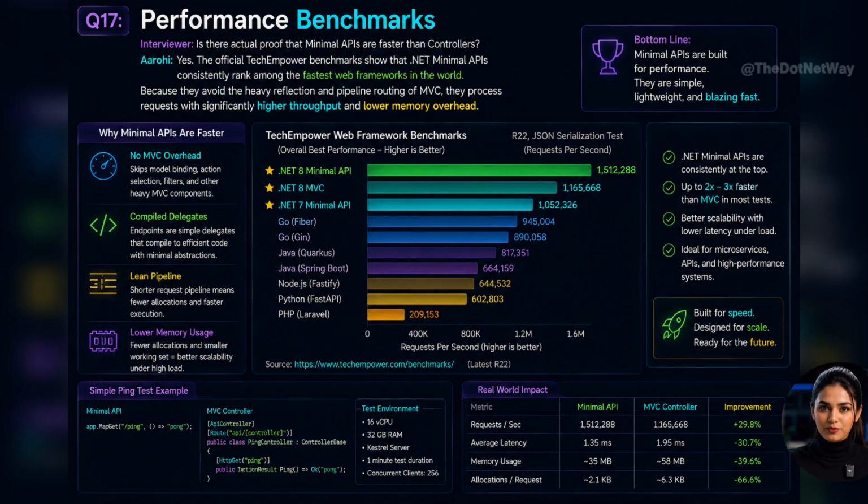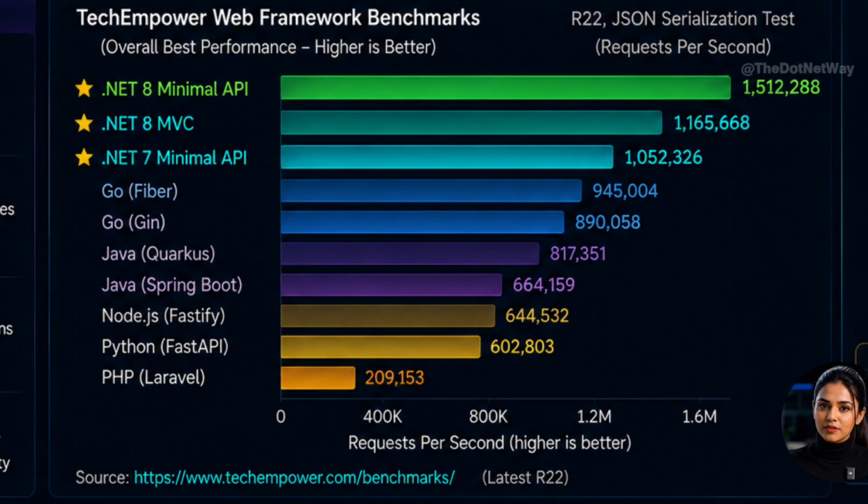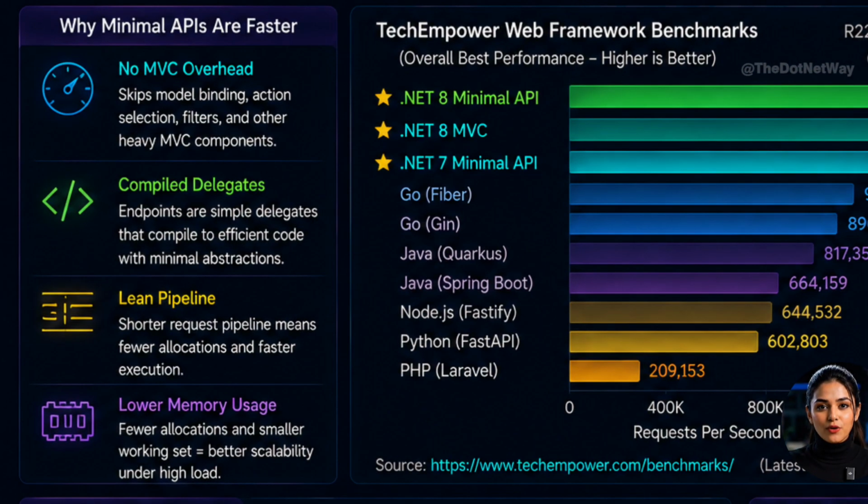Yes, the official TechEmpower benchmarks show that .NET minimal APIs consistently rank among the fastest web frameworks in the world. Because they avoid the heavy reflection and pipeline routing of MVC, they process requests with significantly higher throughput and lower memory overhead. You mentioned complex model binding earlier.